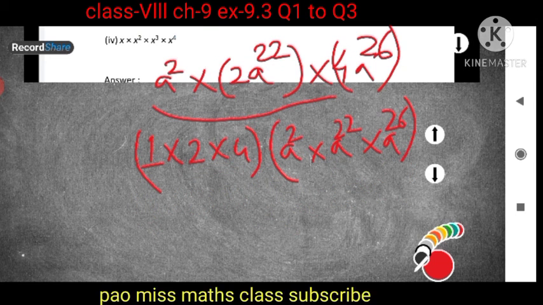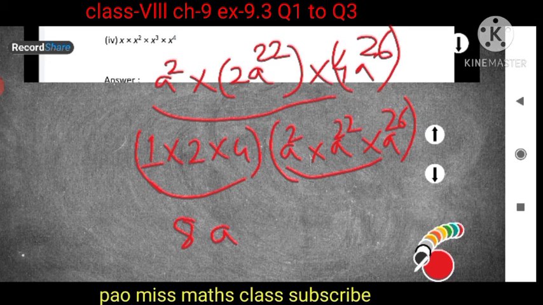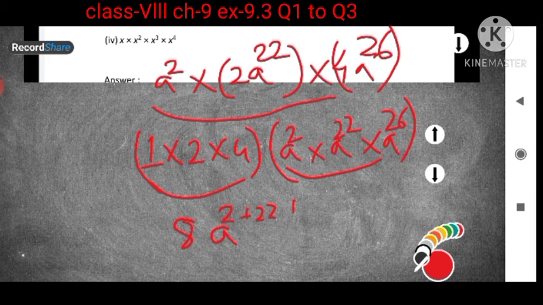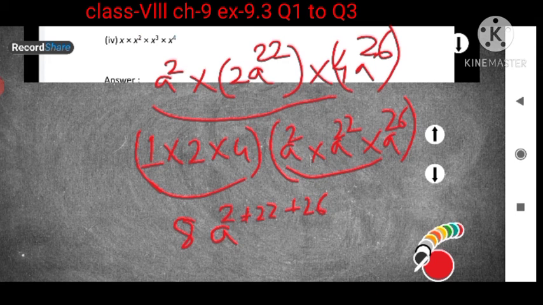Now what we have to do? We have to multiply all this. 2 1s are 2, 2 4s are 8. Now all the bases are the same, isn't it? If all the bases are the same, then what will the powers do? The powers will be added, because we have some identity which we have learned in the previous class. Some identity for the exponent.